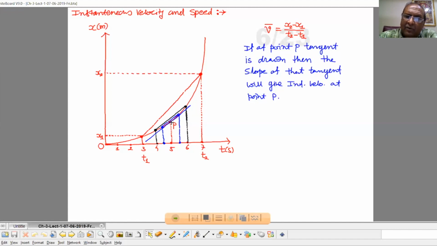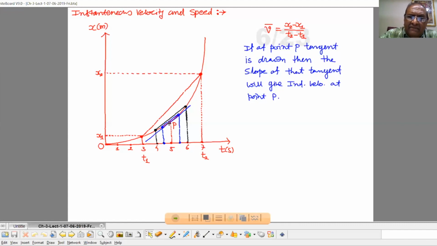Again, take a smaller time interval by keeping 5 seconds at the center and take the two positions corresponding to those two times, and join these 2 points on the graph to prepare a straight line. You can observe that the line is very close to the graph. So in this way, if you keep taking smaller and smaller time intervals, then for a very small time interval, suppose we take 4.9 second and 5.1 second, that interval is of 0.2 second only.